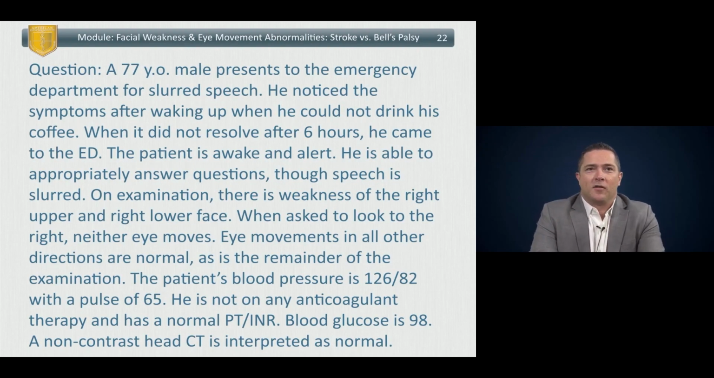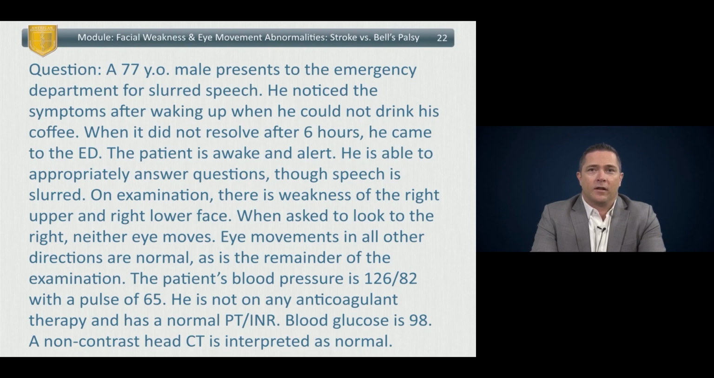A 77-year-old male presents to the emergency department for slurred speech. He noticed the symptoms after waking up when he could not drink his coffee. When it did not resolve after 6 hours, he came to the emergency department. The patient is awake and alert. He's able to appropriately answer questions, though speech is slurred.